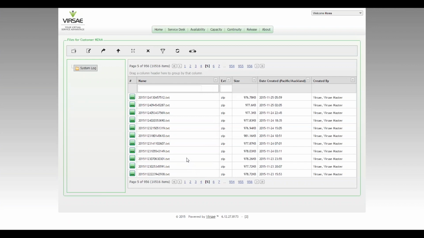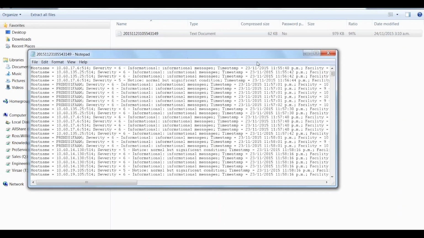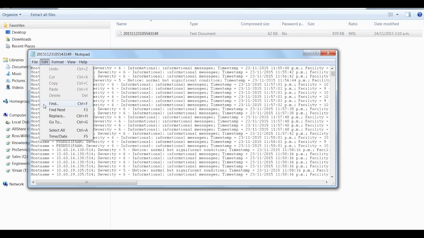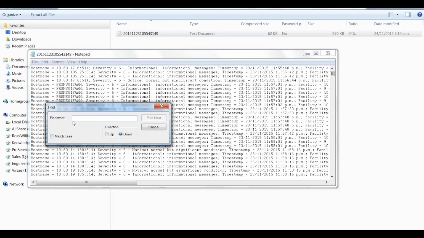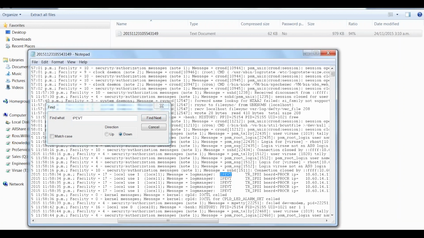So I go to have a look at a Syslog. We're going to look for something around the date and time of the issue. So this is 2015 November, the 23rd, 10:55. I'll grab this one down and have a look at this Syslog. So it's now coming down onto my local workstation. Open up the Syslog, we're going to look for any events that are related to trace routes. So what we're looking for in this log, if we do a search or a find, is an IP event, IP EVT, and find next. So let's expand this out a little.